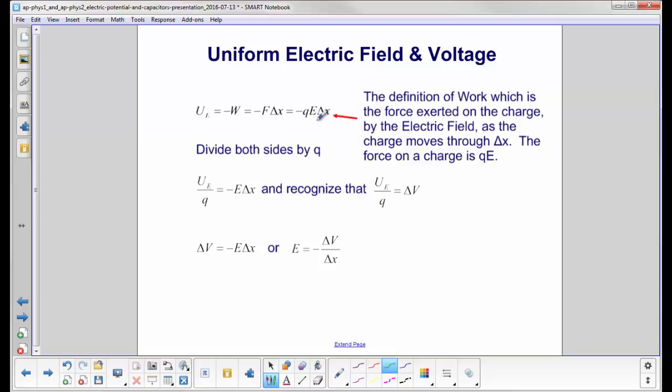We will now divide both sides by Q, and we're going all the way back to the potential energy. So we have potential energy divided by Q equals minus E delta X, and we know that potential energy divided by Q is the definition of voltage. So we're going to use the delta V symbol here. When we originally did it, we assumed that we started at infinity where the voltage was 0, so we could get an absolute value for V. Here we're not going to assume that. So delta V is minus E delta X, so let's box that one up, or E is equal to minus delta V over delta X.